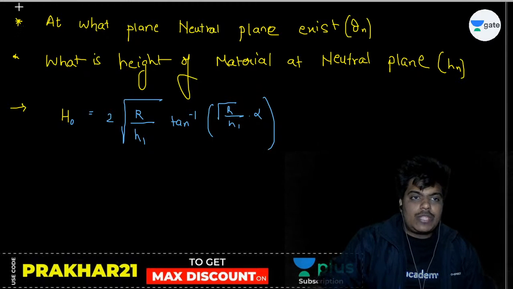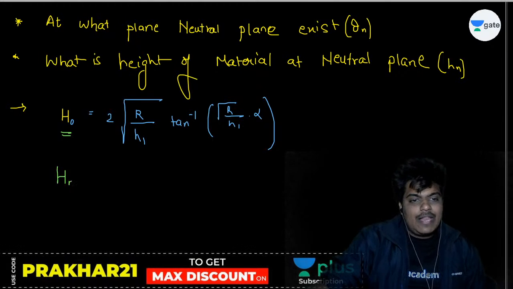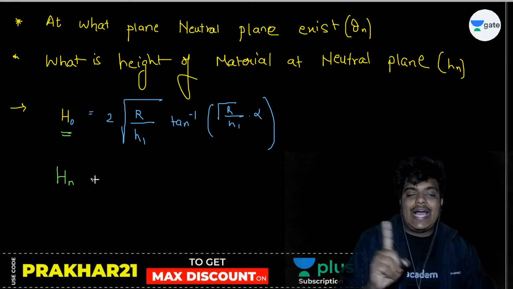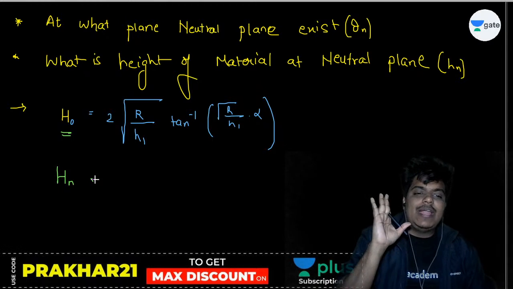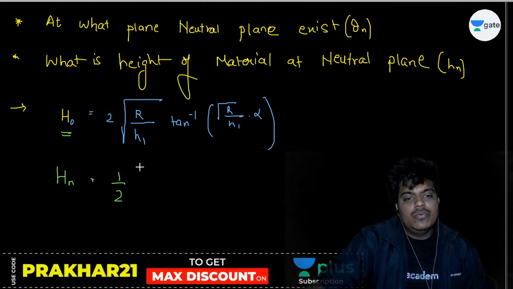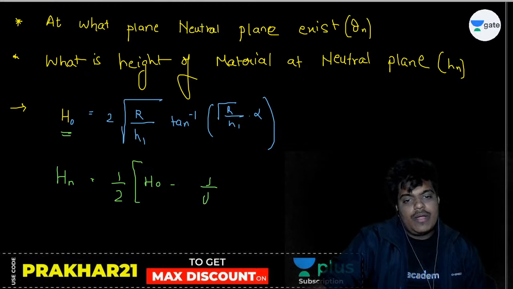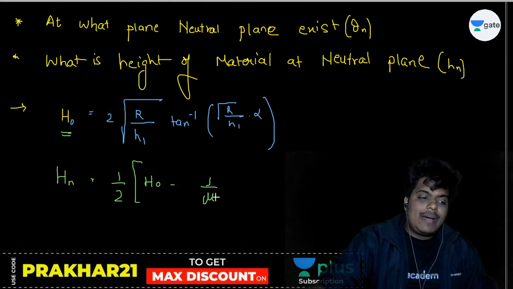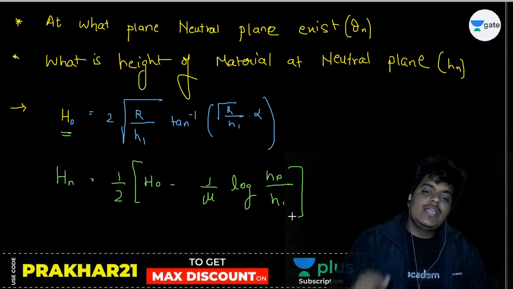There is one more relationship. Once you get the value of H naught, you need to calculate the value of capital H. Now capital H is not height, it is a parameter that we don't know, made by mixing many things together. What will be the formula for this? H equals 1 by 2 H naught minus 1 by mu log of H naught by H1. This is the second thing you will calculate.